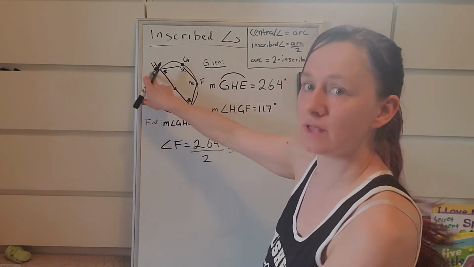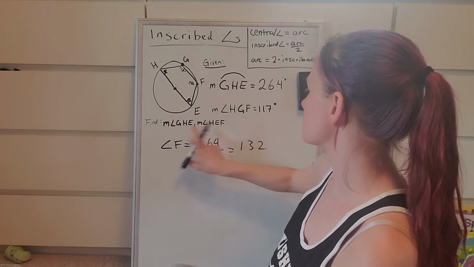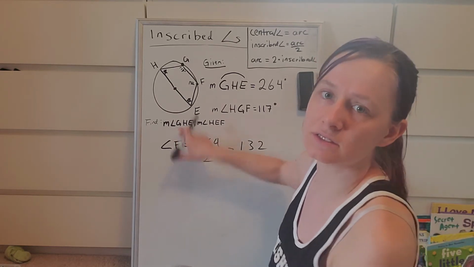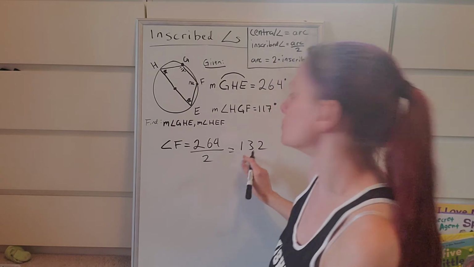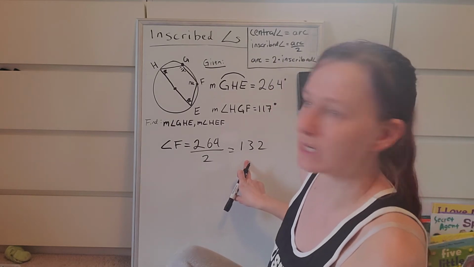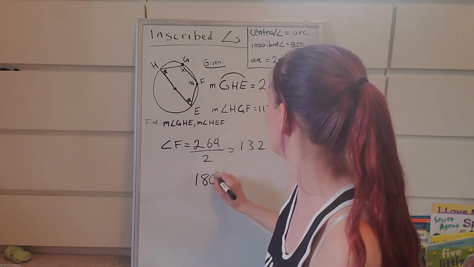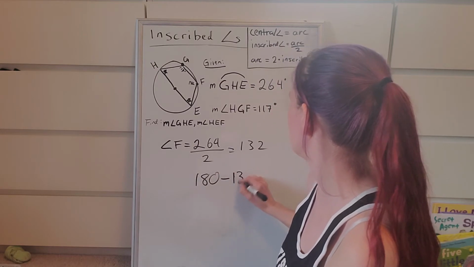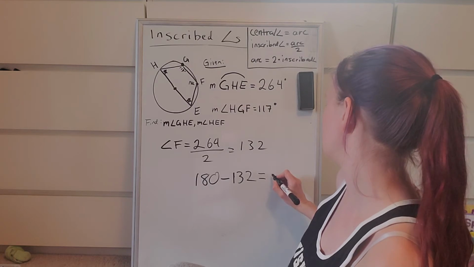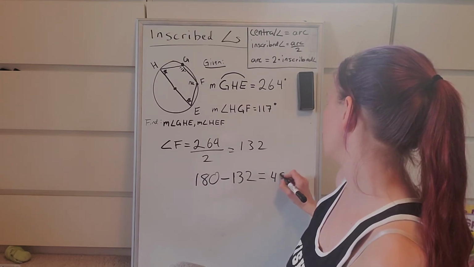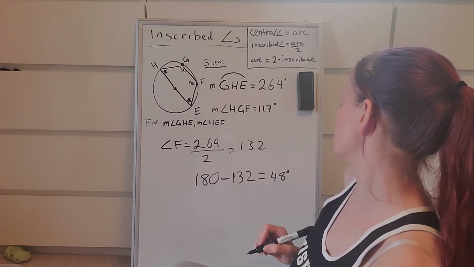So to find angle H, which is one of the things we're supposed to be finding, angle GHE is angle H on your quadrilateral. All I have to do is subtract this from 180. So 180 minus 132 equals 48 degrees.